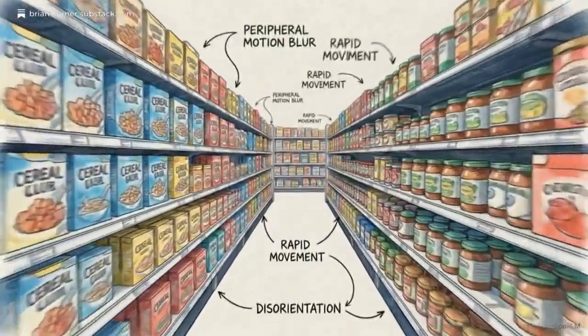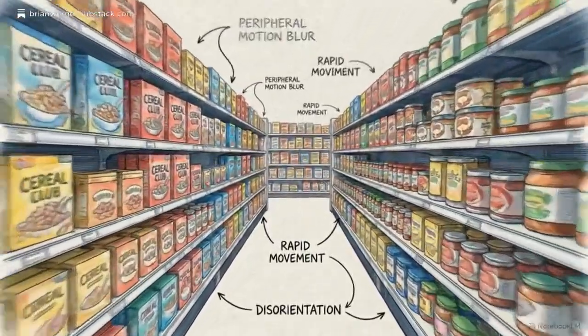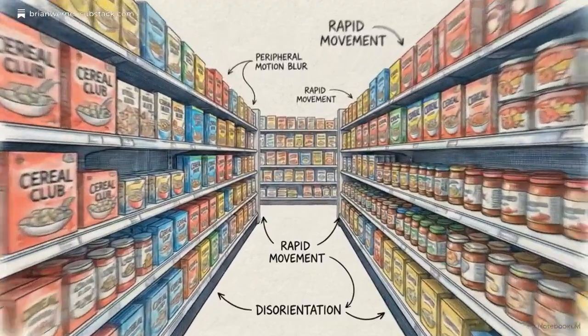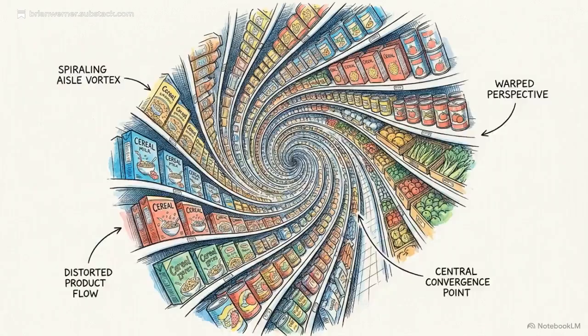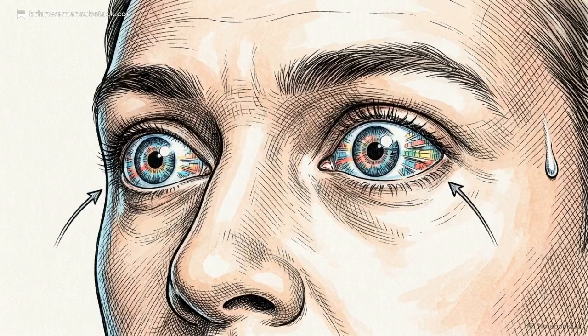Imagine walking down a brightly lit grocery store aisle. The shelves are packed, and items move rapidly through the edges of your vision. Suddenly, the floor feels uneven, and the room starts to spin. Patients describe the sensation as a disorienting whirl triggered by the complex motion of the surrounding environment.